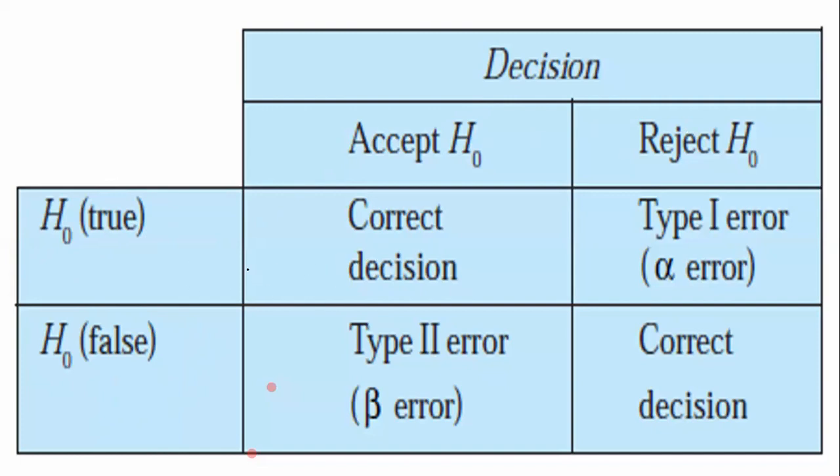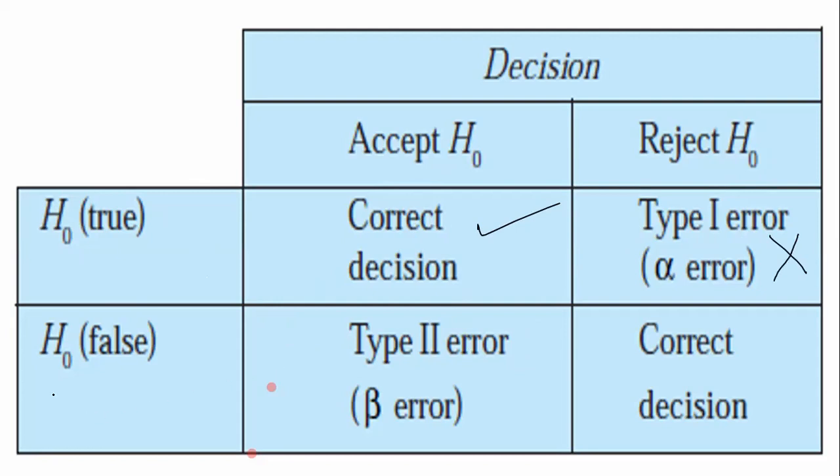So the first situation is that in fact H0 is true, and on the basis of the sample we are supporting H0. This is a correct decision, absolutely correct decision. Another possibility, in fact H0 is true, but on the basis of the sample, we are not going to support H0. That is an incorrect decision. That is called type 1 error.